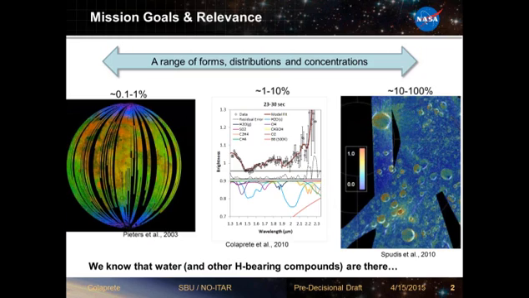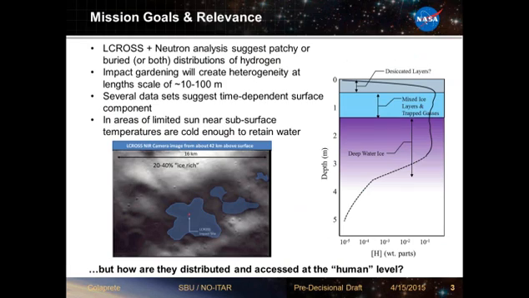But what we're missing is a lot of the understanding at the scales most important for resource utilization. One of the other things we've learned is that it's most likely heterogeneous, meaning it's not uniformly mixed, it's not evenly filled from one cold crater to the next cold crater. And so there are some processes at work, sources and sinks, that lead to a distribution that is not yet fully understood.